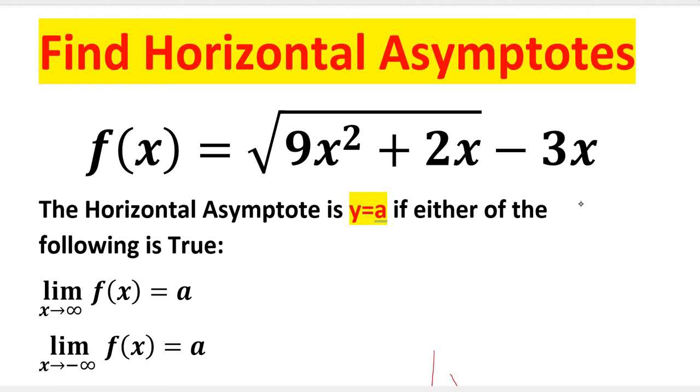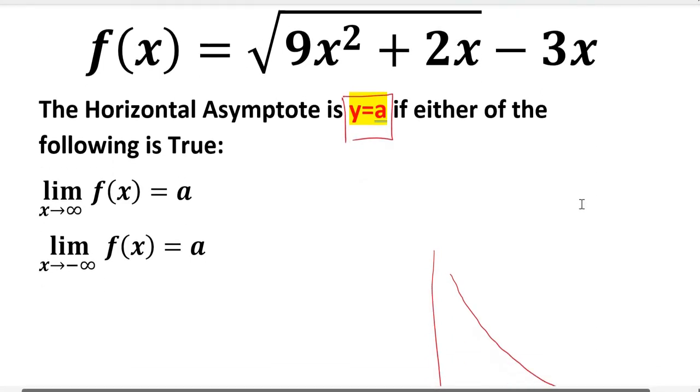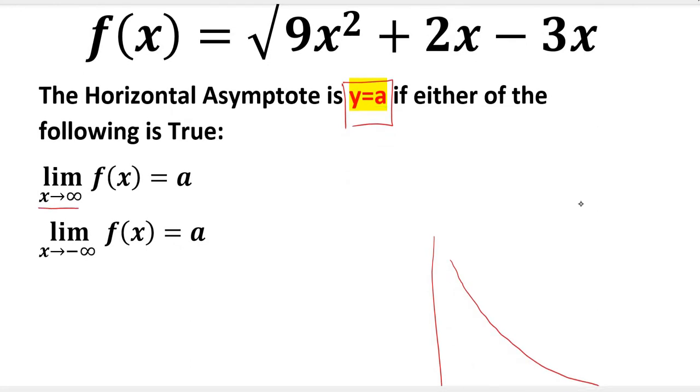So what is actually a horizontal asymptote? It is y equals a when x approaches positive infinity, f of x gives you a limiting value a, or if x approaches negative infinity and the limiting value of f of x is a. That means that it should be a number rather than an infinity, right? So it should be a real number.